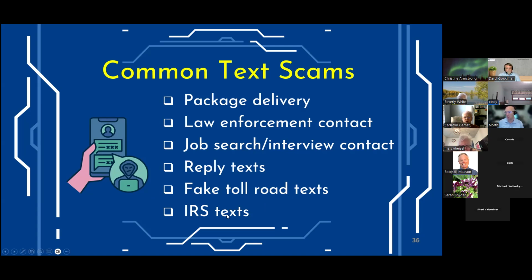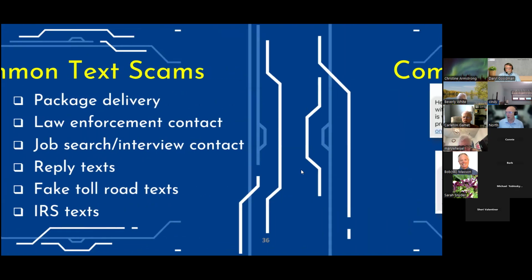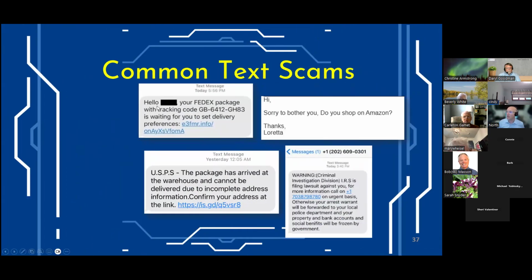And then obviously the IRS texts, as we talked about. And I've got some samples for you here. Hey, this is FedEx. Your package with tracking number GB, and anybody who's worked with FedEx knows that that's not even a FedEx tracking number. Sorry to bother you. You shop Amazon. There's that. Hey, do me a favor text. And then Criminal Investigation Division, IRS, is filing a lawsuit against you. We're going to freeze your Social Security benefits, and otherwise an arrest warrant.